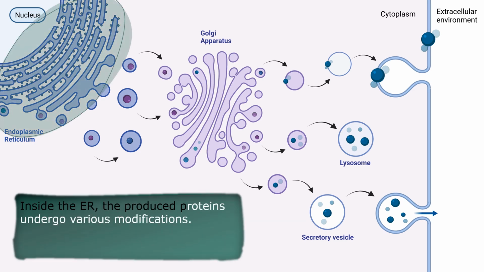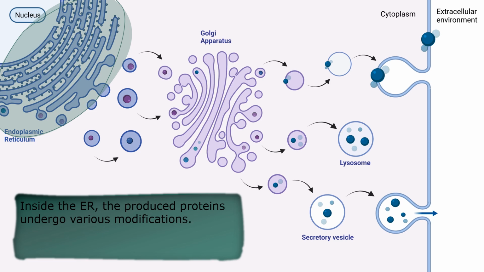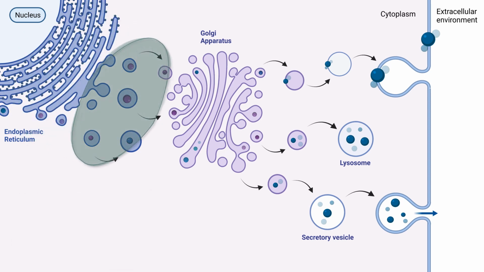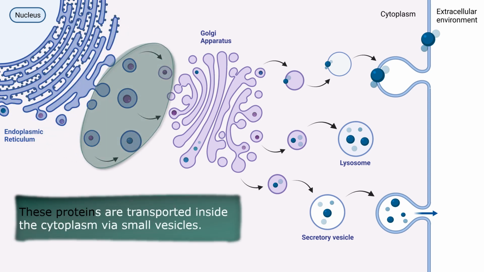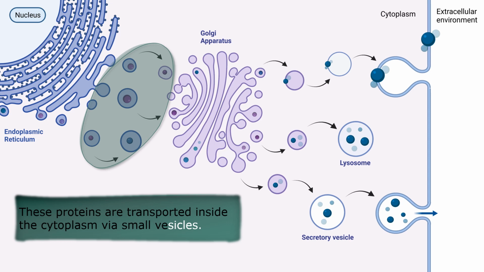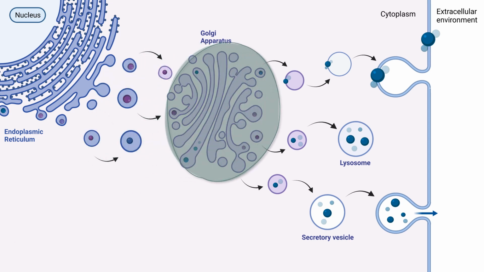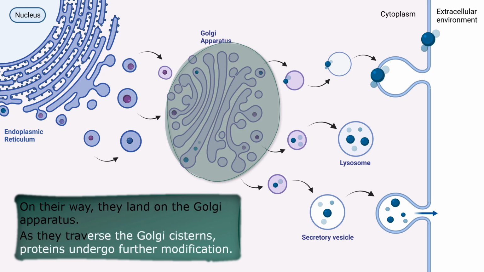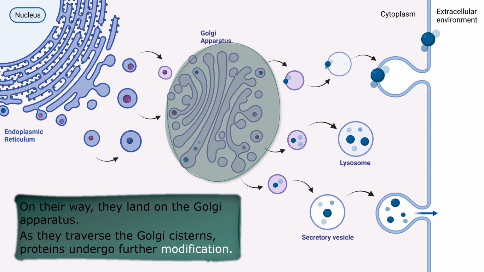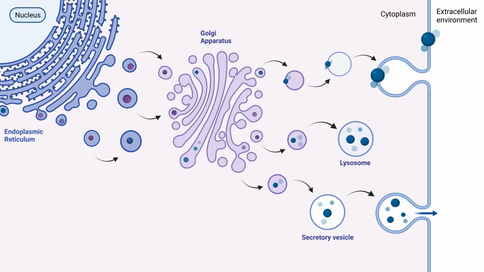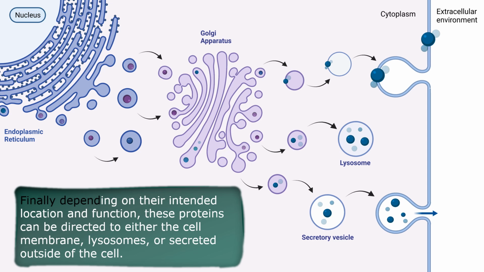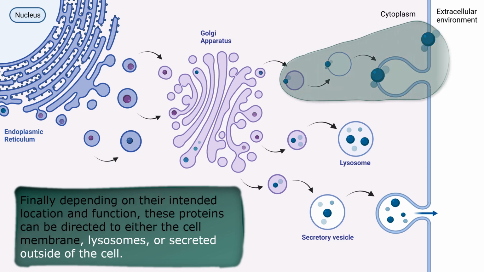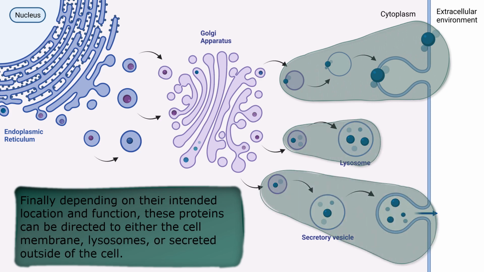Inside the ER, the produced proteins undergo various modifications. It prepares them for their ultimate structure and their functional role. These proteins are transported inside the cytoplasm via small vesicles. On their way, they land on the Golgi apparatus. As they traverse the Golgi systems, proteins undergo further modification. Finally, depending on their intended location and function, these proteins can be directed to either the cell membrane, lysosomes, or secreted outside of the cell.